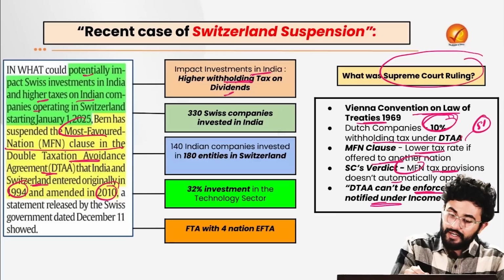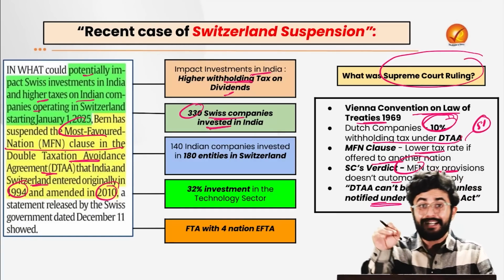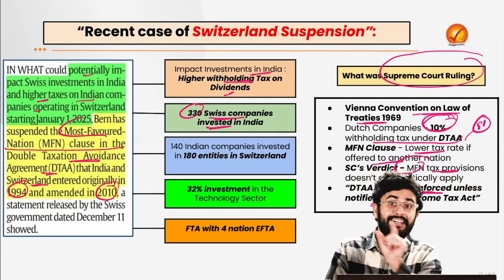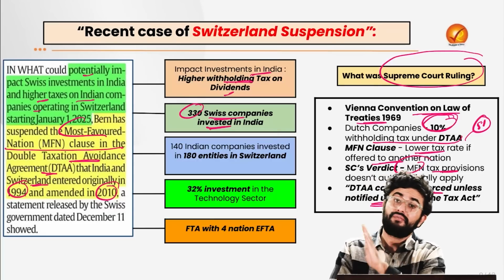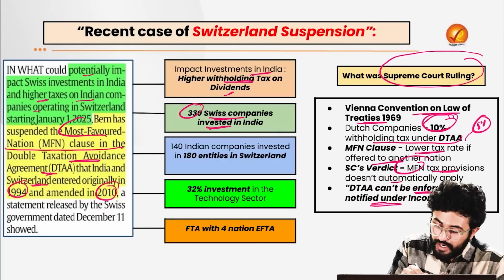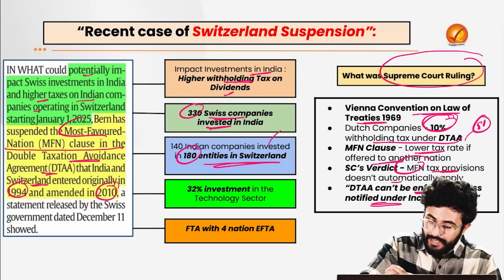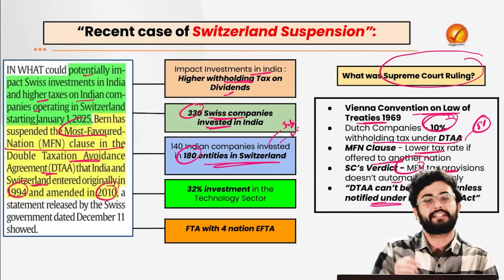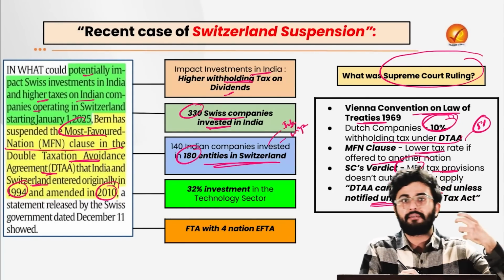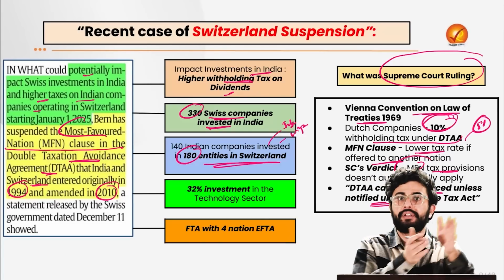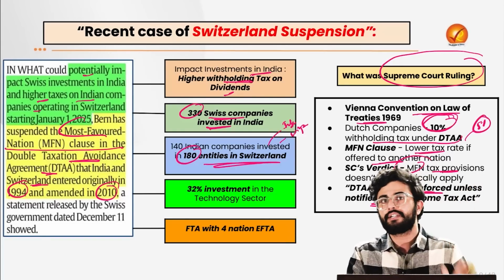Currently, there are 330 Swiss companies which have invested in our country, such as Nestle and Credit Suisse. Then there are 140 Indian companies who have invested in 180 entities in Switzerland, major companies like Infosys, Wipro, etc. So if they have removed the MFN clause, obviously the tax concession which they will charge on our companies will be removed. So our products will become costlier there.